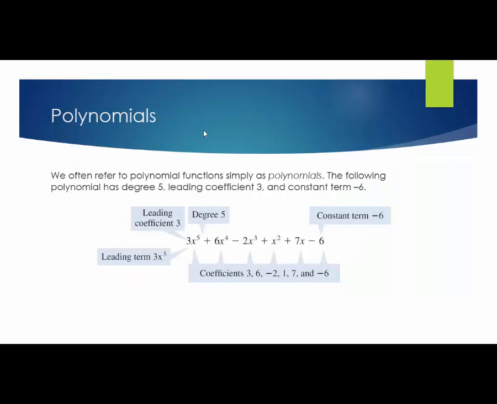Just to drill some of that terminology a little bit, here's an example of a polynomial function, or sometimes just known as a polynomial, with leading coefficient 3. 3x to the 5th is our leading term, degree is 5, and the coefficients are listed there as well as the constant term. All right, so just practicing that terminology a little.